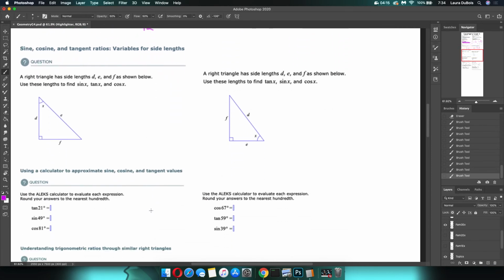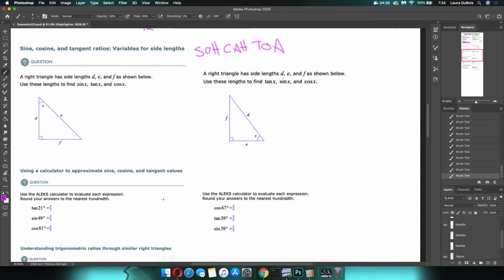Let's get a couple others down. So now we have SOH-CAH-TOA. This is something that you tend to write in your notes page after page after page until you have it memorized, just because it is a very useful way to remember which is which.